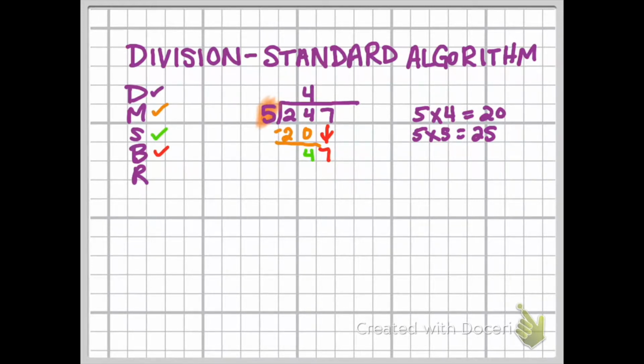So if I try to look at this, I still have one more place value to go. This one right here. So I need to fill in that place value. That means that I'm going to repeat the process until that place value is filled. So how many groups of 5 can go into 47 evenly? Well, again, 5 times 8 is 40. 5 times 9 is 45. And 5 times 10 is 50. So that means I'm going to have 9 groups that are going to divide evenly into 47.